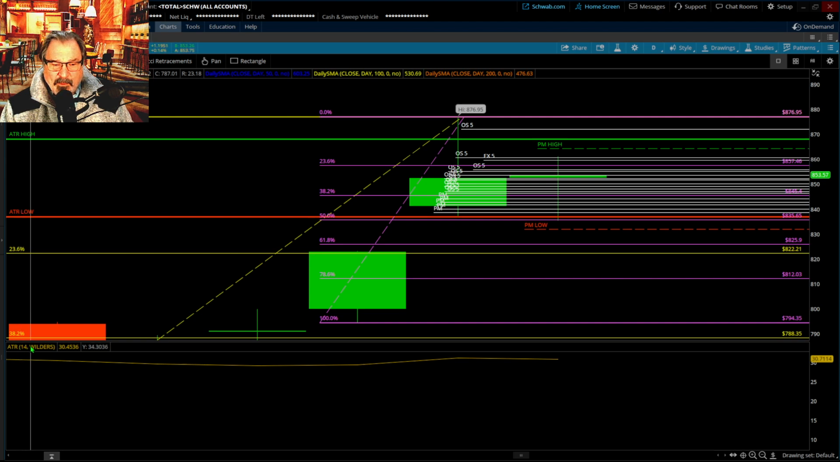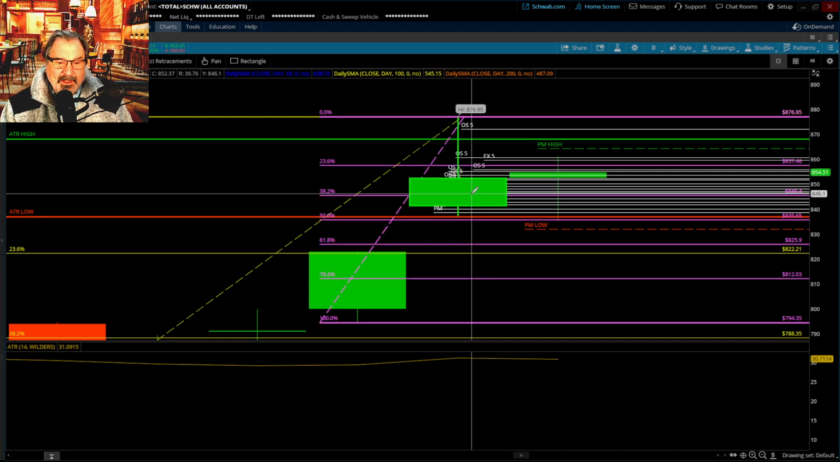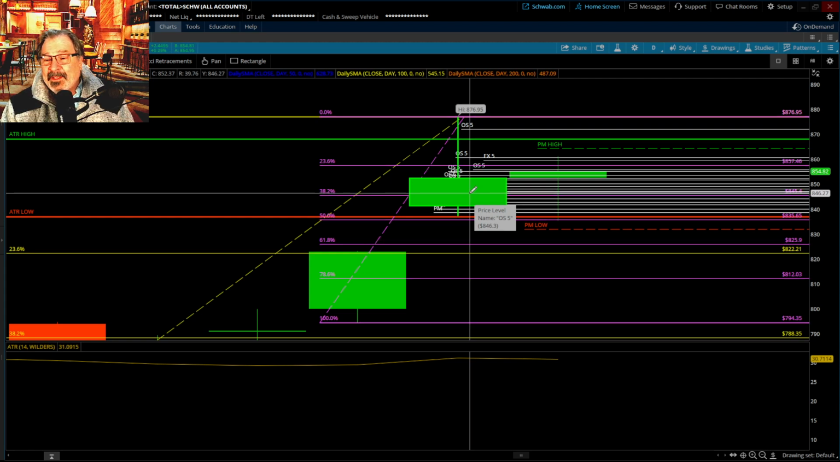So you find out when that candle closed yesterday, and then you look at the ATR, the average true range over a 14-day period. Watch that number there. I go over that candle, and that number is $31.09. That stock moves an average of $31.09 a day. It's crazy.